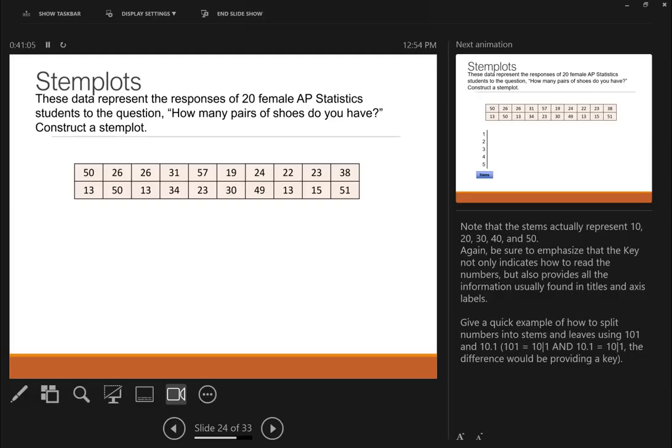So let's say this is our data set, and we're going to make a stem plot out of that. If I look at this data set, the smallest number, it looks like it's 13, and the biggest number is 57, right? So I need 10s, 20s, 30s, 40s, and 50s. So my stem should go from 1 to 5.